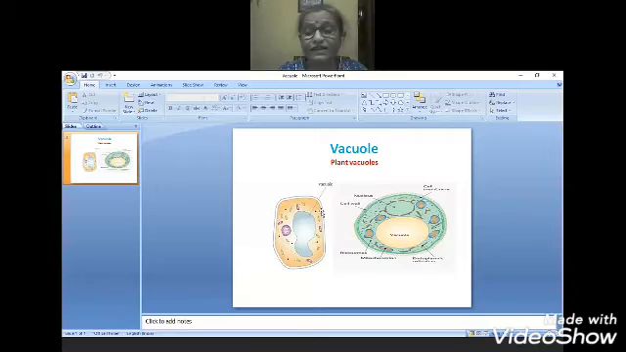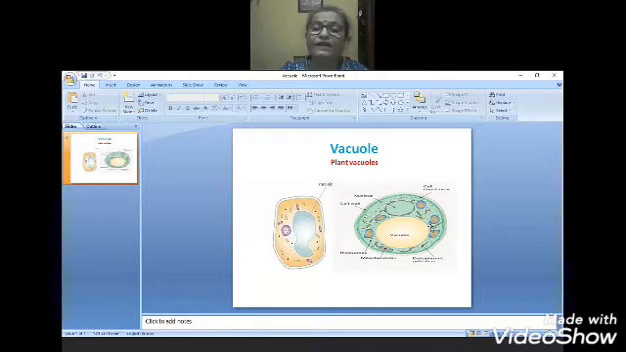Now let us talk about some other animals in which it is used to expel the waste material out of the cell. So there also the vacuoles are used. But now let us talk about this plant vacuole. You can see that it has occupied so much space.